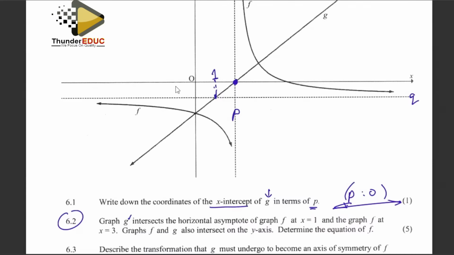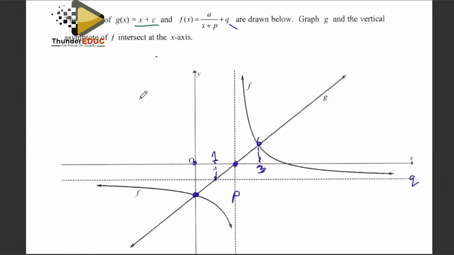And then the graph f when x is 3. So somewhere here, we have a 3. Graphs f and g also intersect at the y-axis here. We know that x is 0. Determine the equation of f for 5 marks.